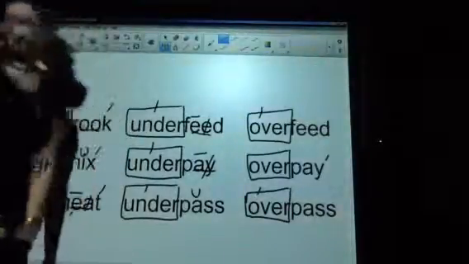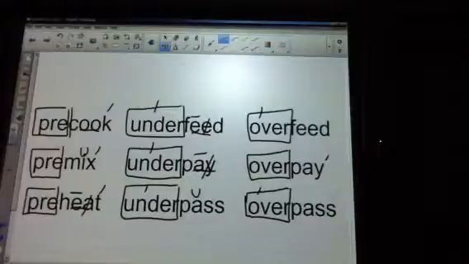Okay? We are going to practice spelling and coding some words with these new prefixes on your worksheets today. So let's get started and see how quick we can get through that.